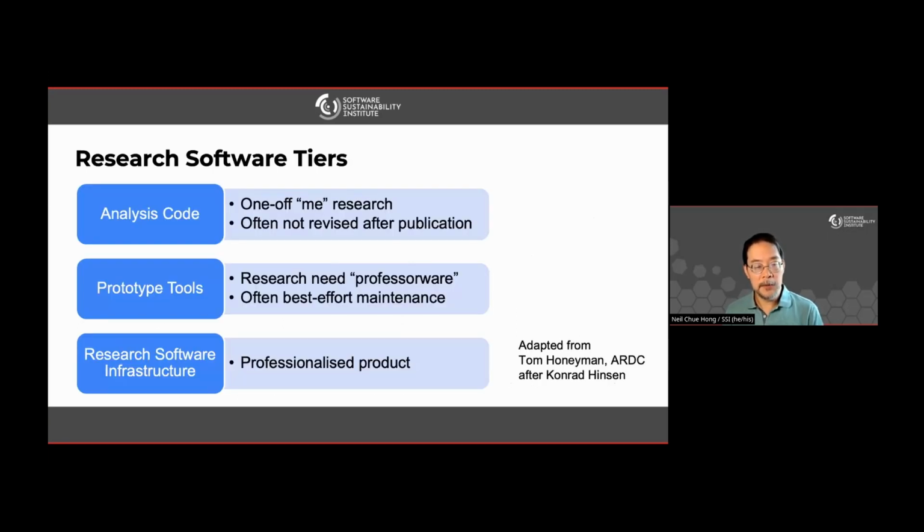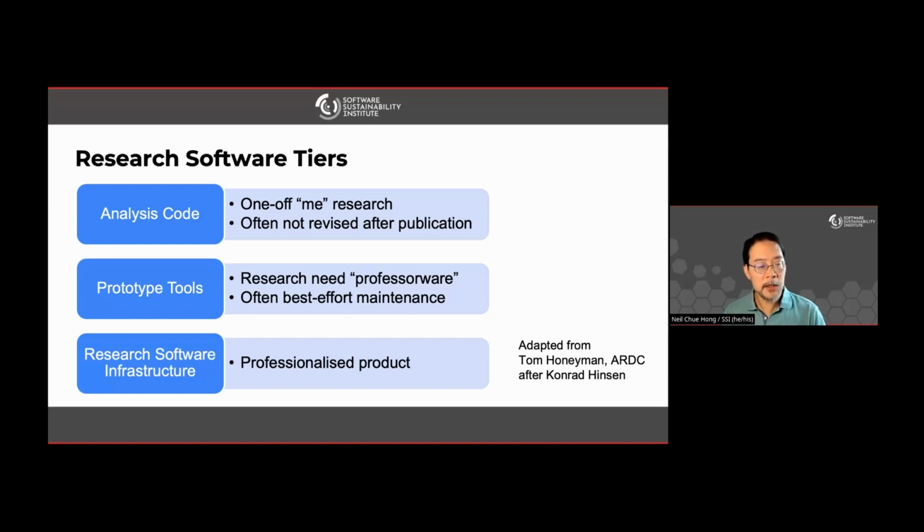When we look at this, I think it's important to understand that all research software is not the same. There are different levels of maturity of research software, and there are different elements of best practice that should be applied at each of these different levels. Groups across the world have been looking at doing this. There's a very good definition that's been derived from the German Aerospace Center, but I'm going to look at this particular set of 3 tiers, which is adapted from work from Tom Honeyman at the Australian Research Data Commons, who in turn based it on some of the work of Konrad Hinsen in France.